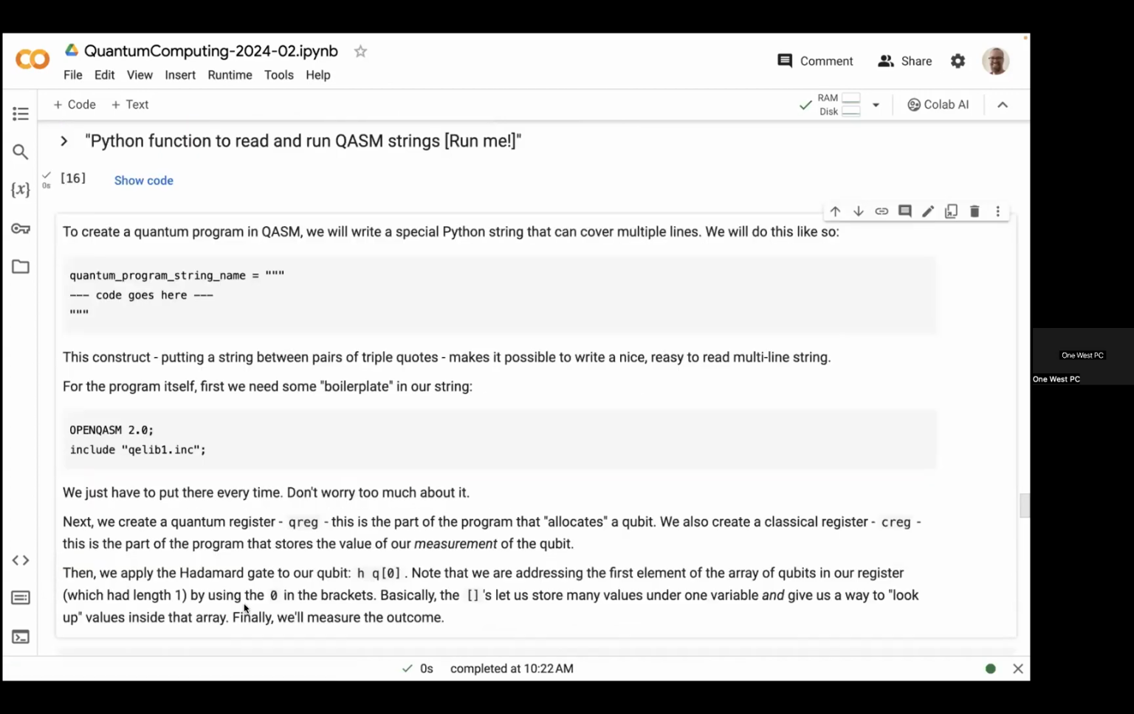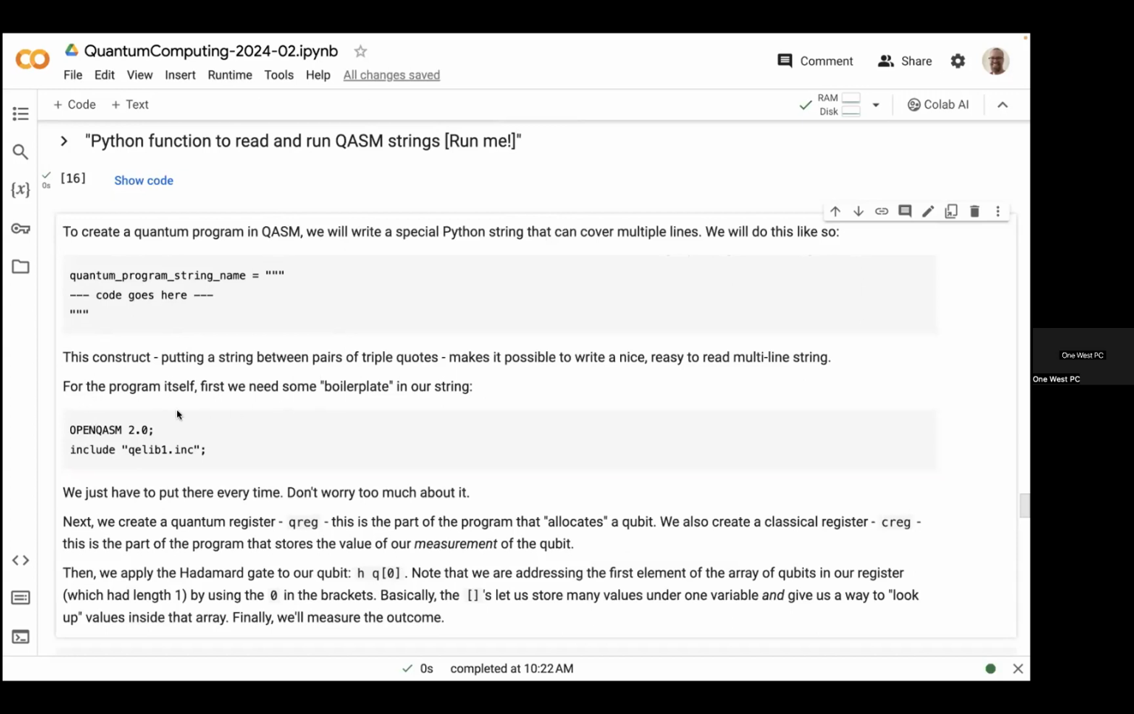Okay, so you have some Python code to run QASM strings. You can look at that later if you're interested. To create a program in QASM, you're going to write a special Python string that can cover multiple lines. And you do it like this. So you have some quantum program string equals triple quote, put your program in, triple quote, and that's just the rule you follow to do a multi-line string in Python. Just how you do it. You could also use single quotes instead of double quotes, but whatever.